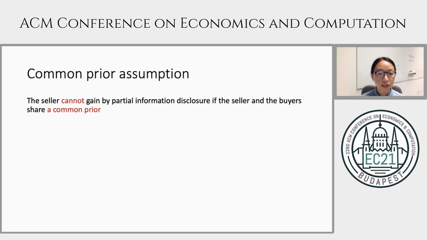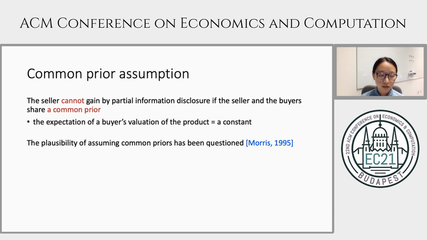But this should not be the case if we follow the commonly used assumption in models of asymmetric information that all the agents share a common prior. But the plausibility of assuming common priors is questionable.